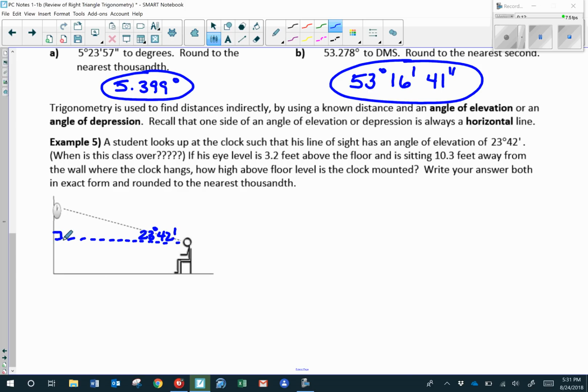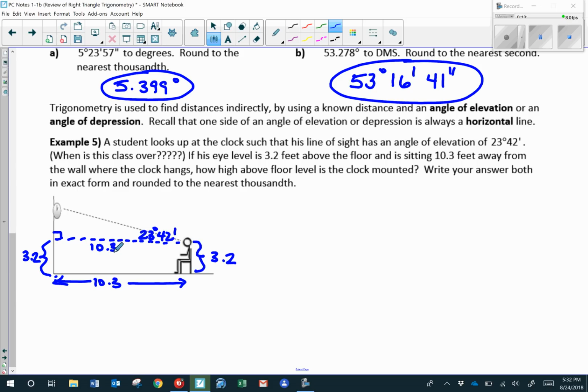I'm going to insert a right angle in between the horizontal line of sight and the vertical wall. Other things that we know is that the student's eye level is 3.2 feet above the ground, which means that this point on the wall down to the ground is also 3.2 feet. And then we also know that the student is 10.3 feet away from the wall, which means that that horizontal line of sight is also 10.3 feet.